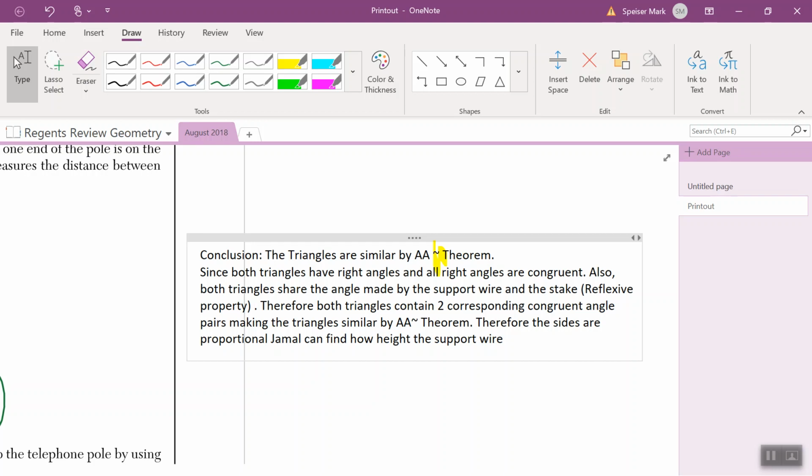This is sort of a proof. Therefore, both triangles contain 2 corresponding angle pairs, making the triangles similar by the angle-angle similarity theorem. We need 2 pairs of corresponding angles. Therefore, the sides are proportional. Therefore, Jamal can find the height of the support wire if the sides are proportional. On to the next question.